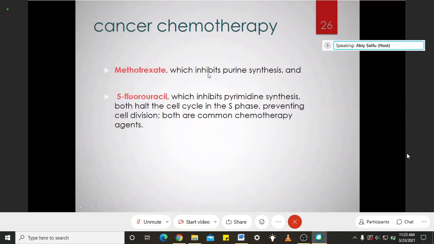Methotrexate is a drug used to inhibit purine synthesis, which is part of the DNA. So it impairs the synthetic activity of the DNA, and it prevents cell multiplication. Another chemotherapy drug is 5-fluorouracil, which inhibits pyrimidine synthesis. Its effect is during the synthetic phase, the S phase. So both of these drugs act during the S phase, and they prevent cell division. Those are common chemotherapy agents.